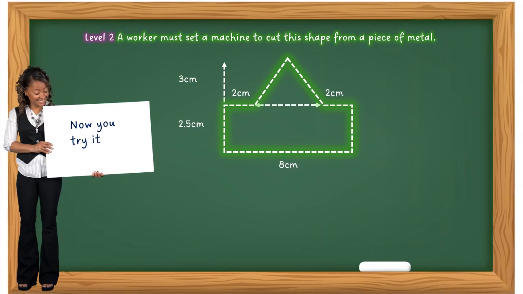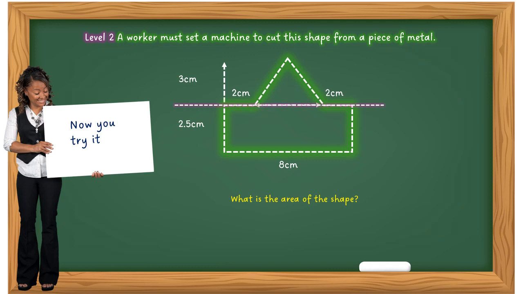Okay, let's see if you can have a go. A worker must set a machine to cut the shape from a piece of metal. There's the dimensions. What is the area of that shape? Pause the video, have a go, and see if you get the correct answer. So how did you do?